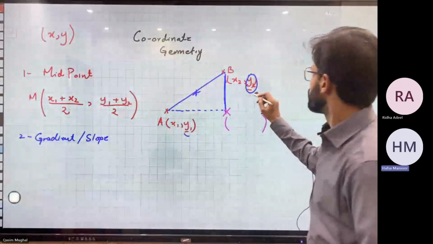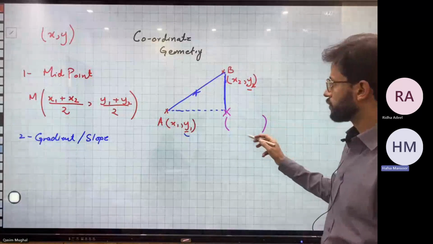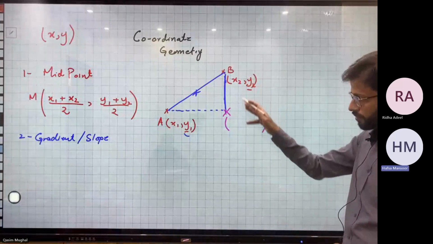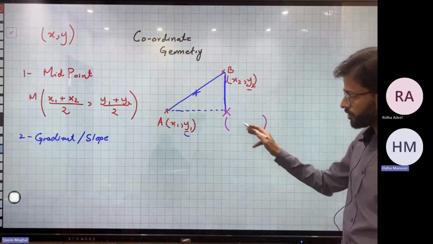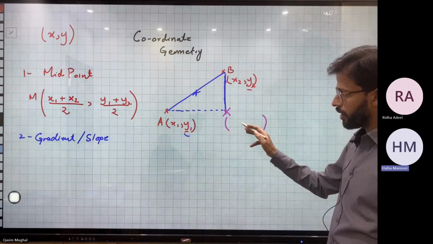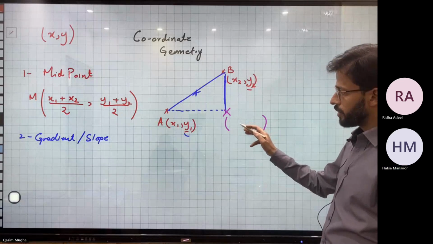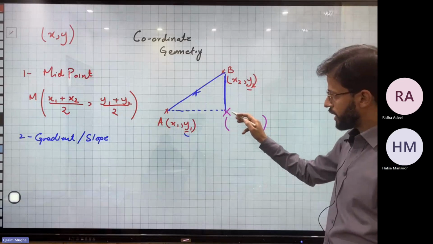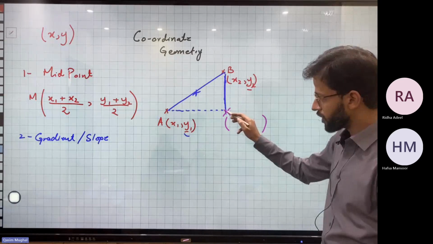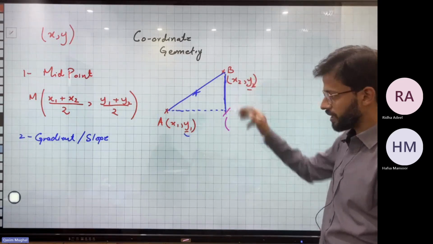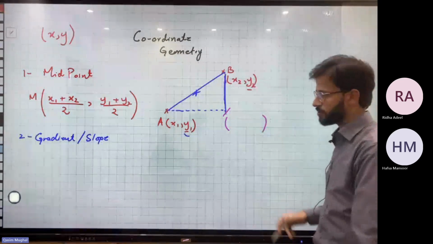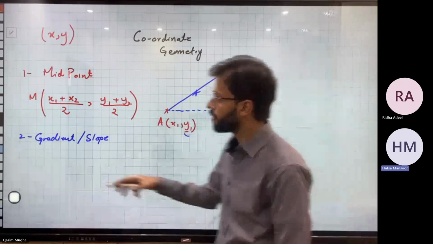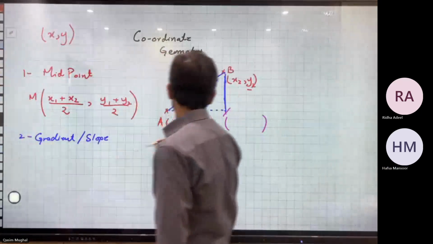Sir, the x coordinate will be x2 minus x1. Just the x coordinate. The address of this point only, this point. Exactly, not the length, the address, the coordinates of this point. Oh, sorry, x. Okay.